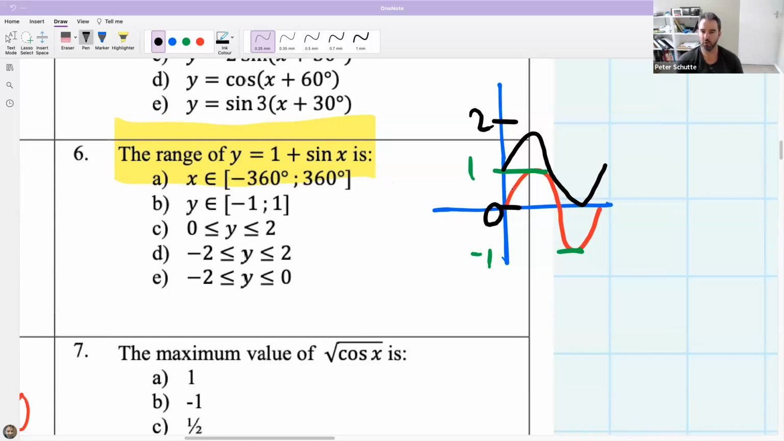Because remember that the old one, the normal sine graph, goes between -1 and 1, but then because everything shifted up, the lowest value it gets to is 0, and the highest is 2. And so the correct option here would be C.